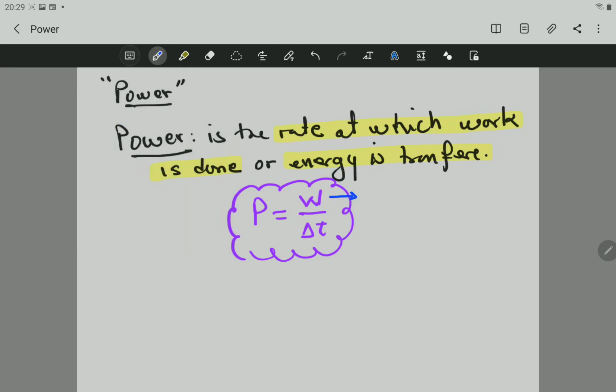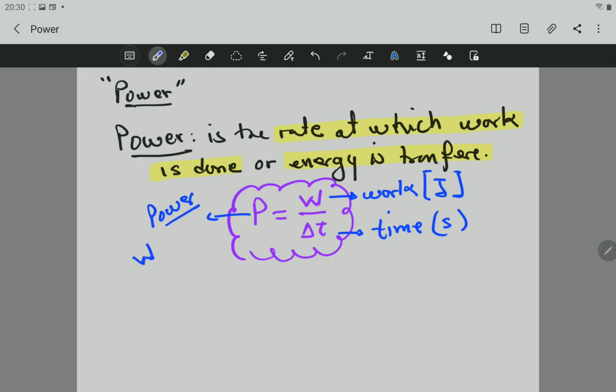Now, the unit for work is the joule. This is time. Remember, the unit for time is the second, and this is power. The unit for power is the watt, and the symbol for watt is W. Be careful, don't confuse the W for the unit of power with the W for work. This is a way to calculate power.